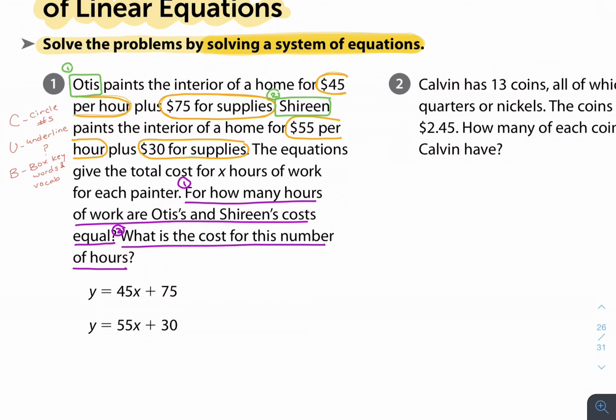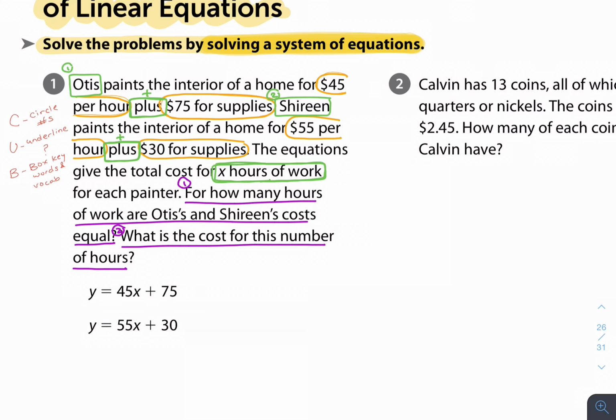So after that, I'm going to box this plus, because this tells me I'm adding, right? Because I'm going to eventually have an equation here. So these pluses, which I'm going to box this one too, these pluses mean I'm going to be adding with my equations. All right, so looking for more keywords and terms, the equations give the total cost for X hours. Boom, I am told what X represents. X represents hours of work. So the variable is already defined for me for X.